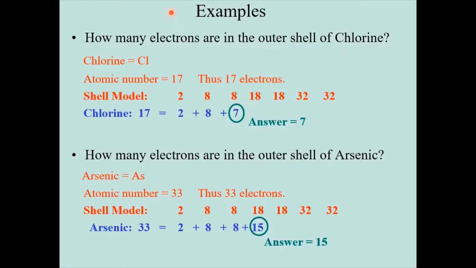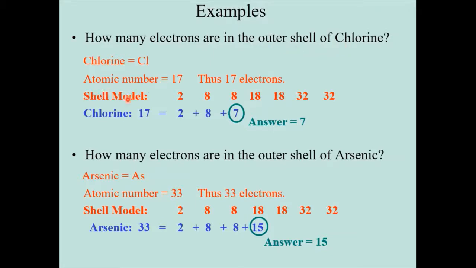We can use the shell model to figure out the number of electrons that are in the outer shell. So to see this, let's look at an example. How many electrons are in the outer shell of chlorine? Chlorine has the symbol Cl, and if we look back on the periodic table of the elements on the last slide, we find out that the atomic number of chlorine is 17. Therefore, chlorine has 17 protons, and therefore it also has 17 electrons. So the question is, how are these 17 electrons distributed in the shells of chlorine?